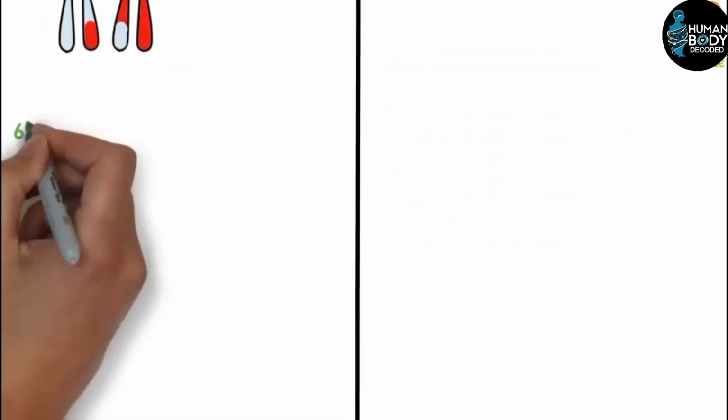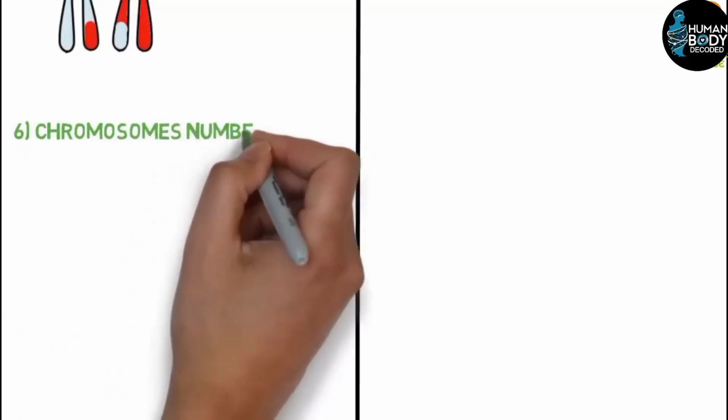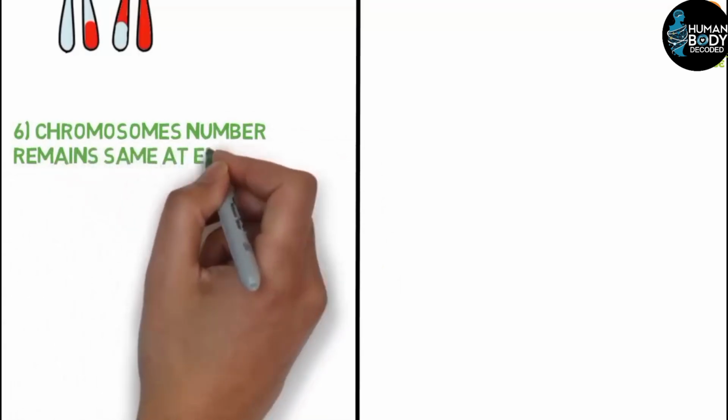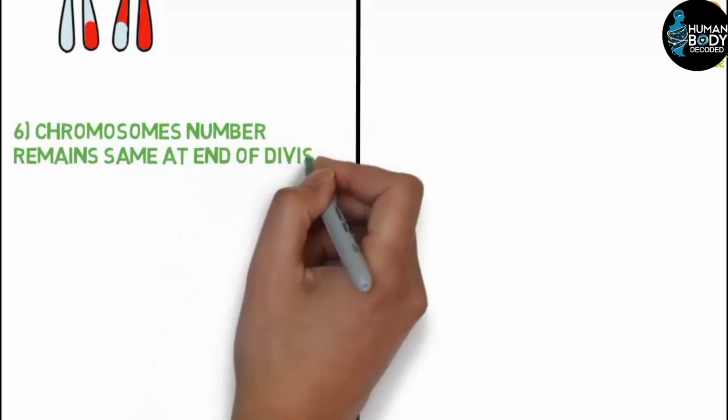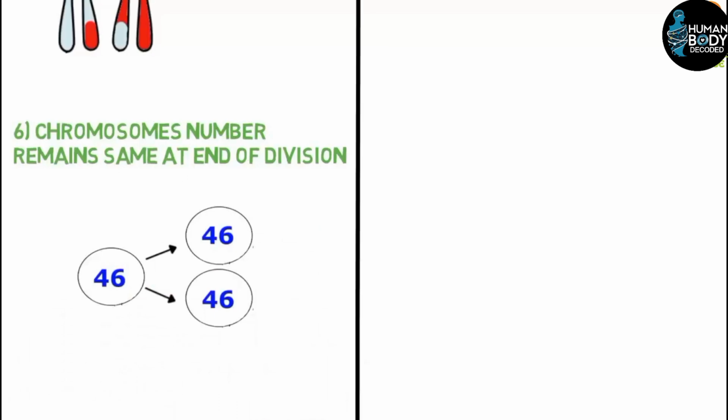Difference number 6. Chromosome number. Now, let's come to the sixth point. In mitosis, the chromosome number stays the same when the cell divides. For example, if one cell divides and has 46 chromosomes, then in mitosis, two cells are formed from it. Both cells will have the same number of chromosomes, 46 and 46.